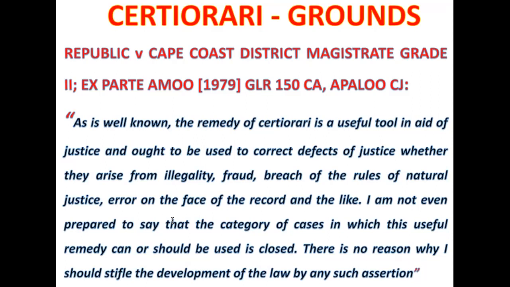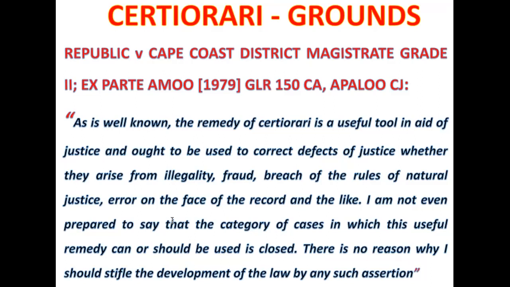I'm not even prepared to say that the category of cases in which this useful remedy can or should be used is closed. There's no reason why I should stifle the development of the law by any such assertion." Quote ends. So what is Apaloo CJ saying? He's saying that when there's a decision which is arising out of an illegality, so for example, when you've taken a decision as a district court, and it is contrary to the express requirement of a statute, we can say that decision is illegal, and we can correct it by a writ of certiorari. We can quash it.